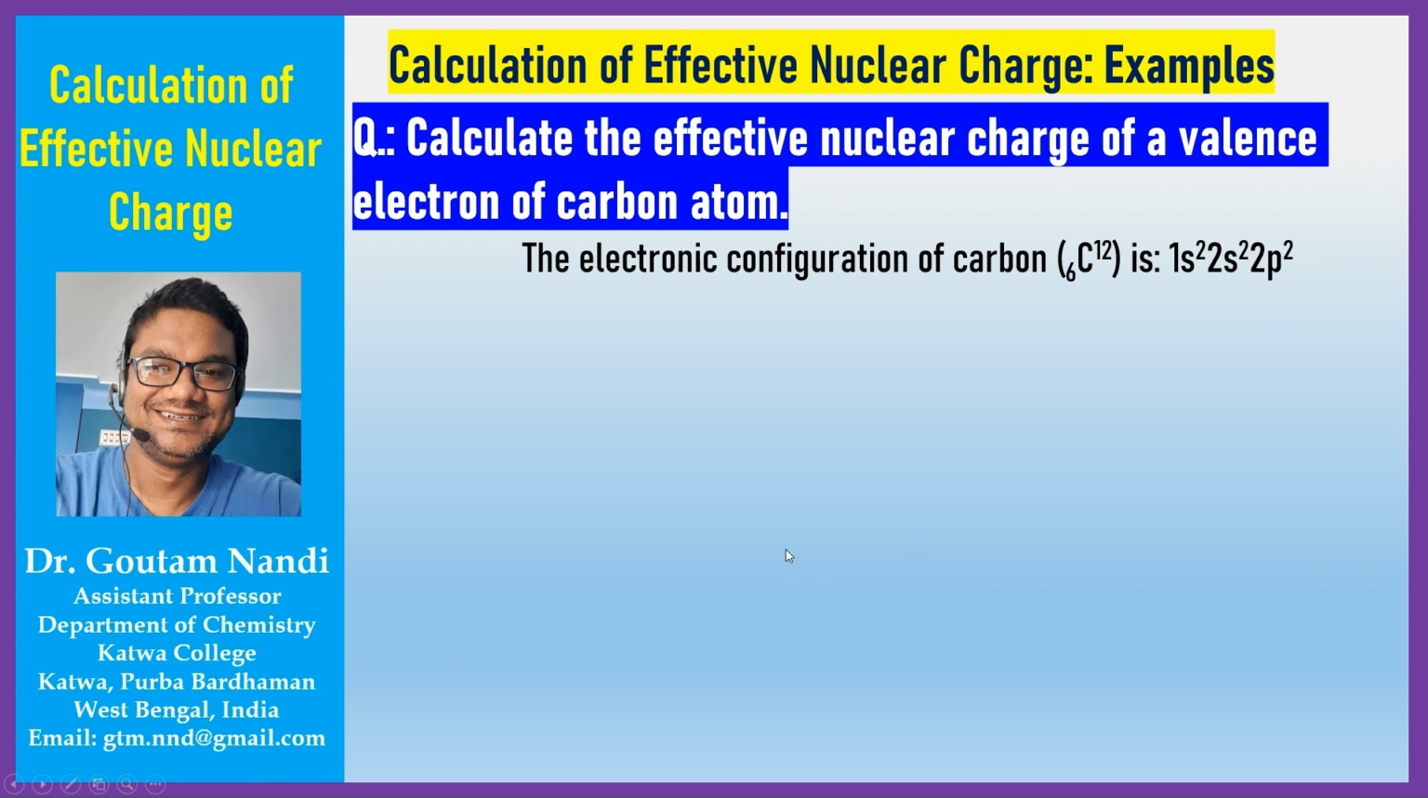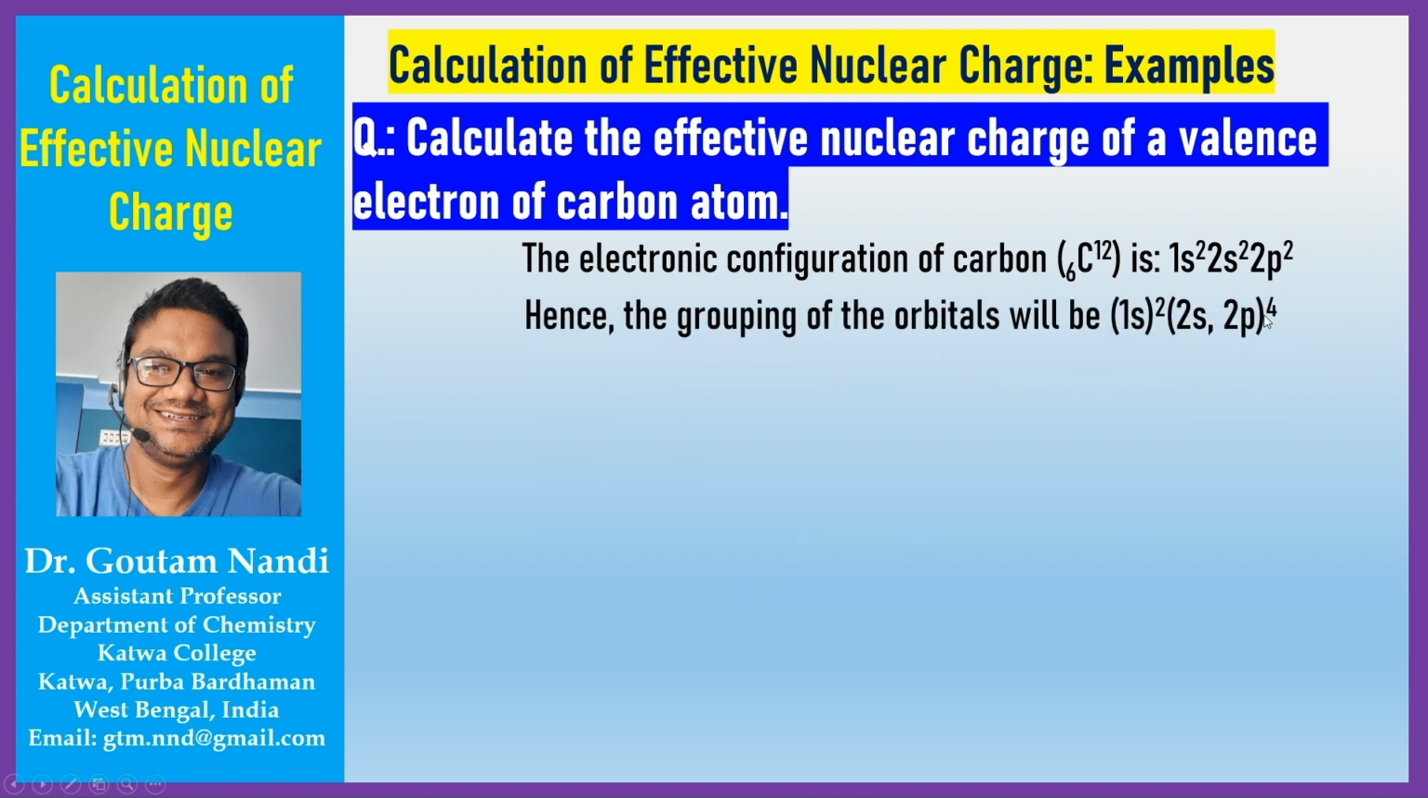So first let us group these electrons. 1s2 and 2s2p will be together, and total electrons are 2 plus 2, 4. So 2s2p 4. That is the grouping.